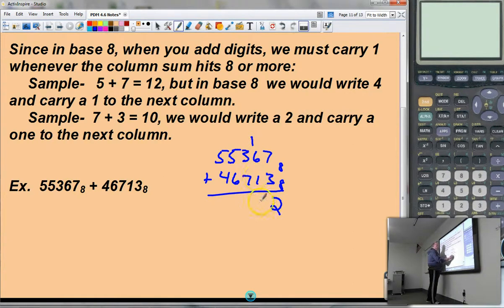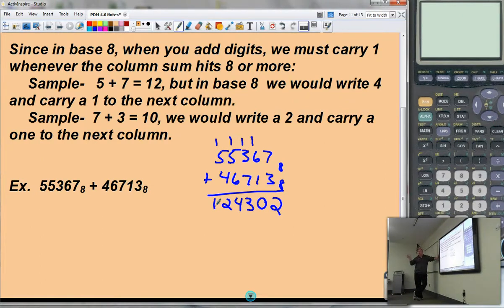1 plus 6 is 8, so I write a 0 and carry the 1. 7 plus 3 plus 1 is 11, so I put a 3 here, because I take 8 of the 11, carries to the next column, and then the remaining 3 is there. 6 plus 5 plus 1 is 12, so I'm going to put a 4 and carry the 1. This is 4 plus 5 plus 1 is 10, so I'm going to put a 2 and carry a 1. And there's my answer. Okay?